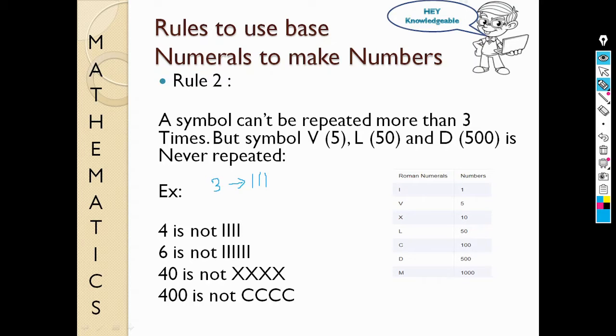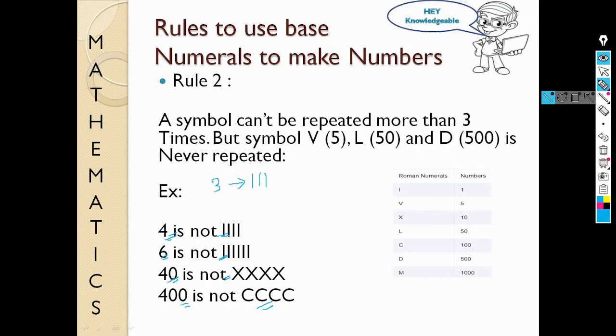But the same is not true for 4, because this rule says that a symbol can't be repeated more than 3 times. So you can't repeat I 4 times to write 4. In the same way, you can't write 6 by repeating I 6 times. You can't repeat X 4 times to get 40. You can't repeat C 4 times to get 400.